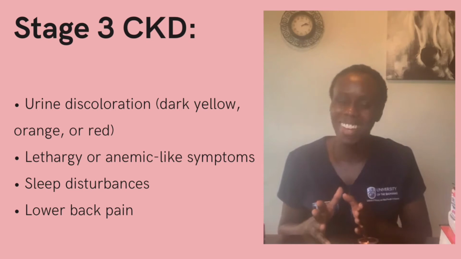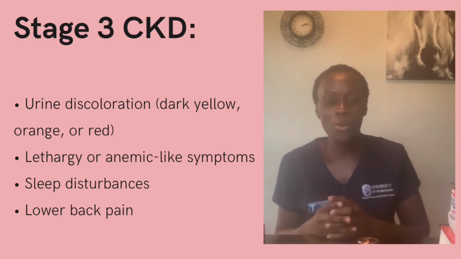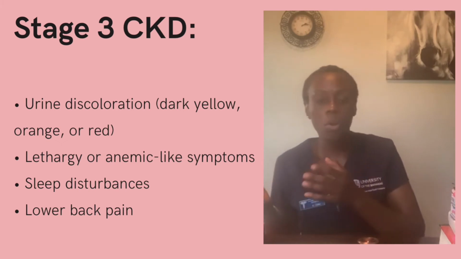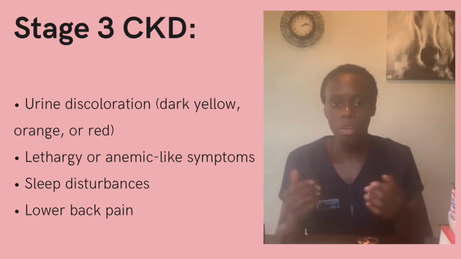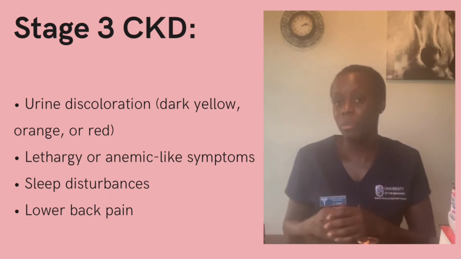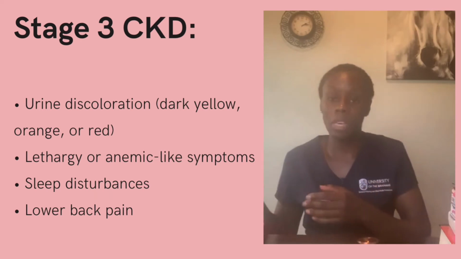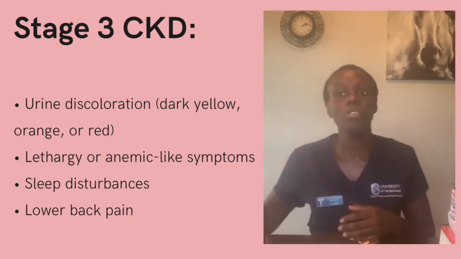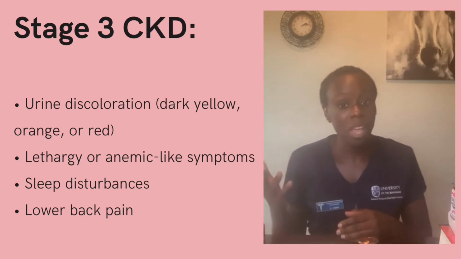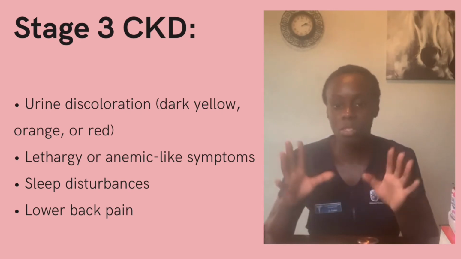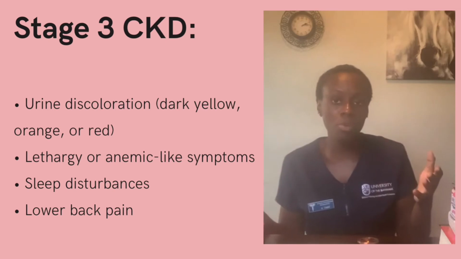Stage 3 CKD, you would find urine discoloration, dark urine, it could be orange, red, same thing, hematuria. The person will feel lethargic, very weak, so they'll have anemic-like symptoms. Remember the kidneys give off this hormone called EPO, epoetin, and it helps the bones to develop red blood cells. So of course you might develop anemic-like symptoms with decreased kidney function, and sleep disturbances.